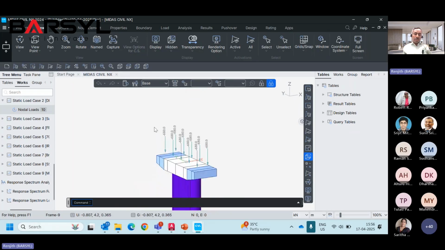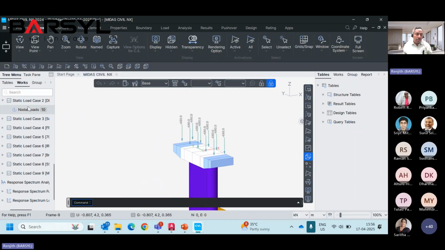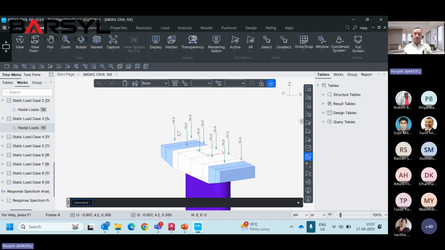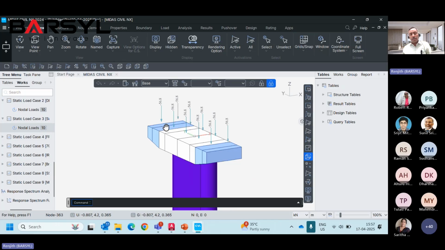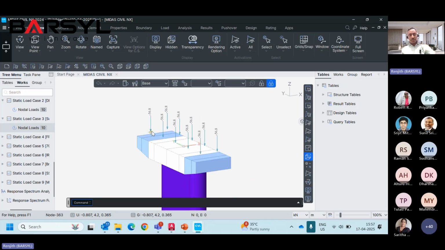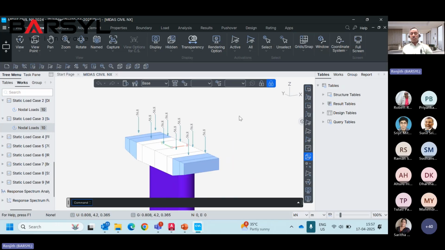So all loads, this is actually the dead load, static load, and then it displays different loads and the different cases in which it is applied, and it can be analyzed. So that is the software application of the substructure analysis and design.